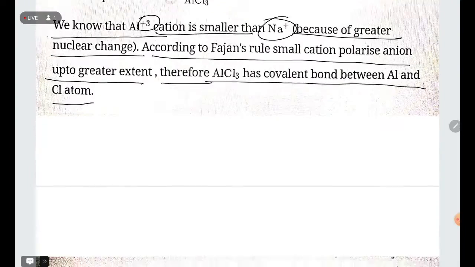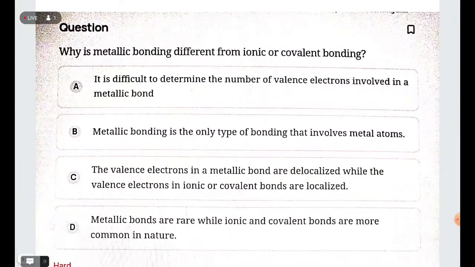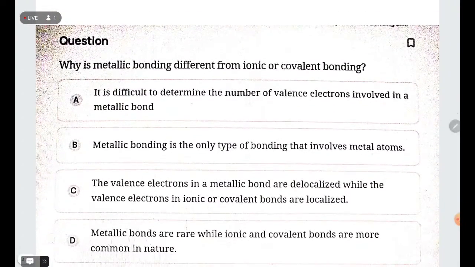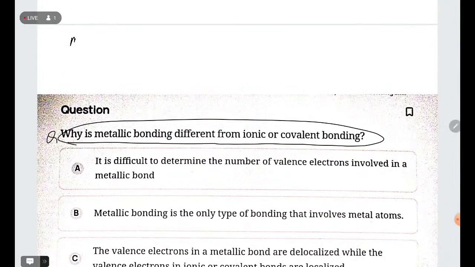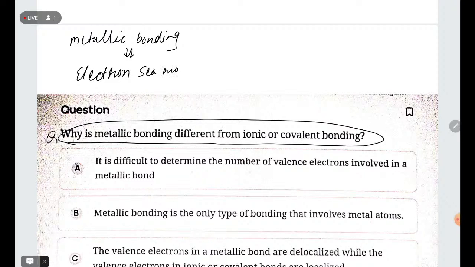Now let us move on to the next problem, student. The question is: why is metallic bonding different from ionic or covalent bonding? Let us see the concept of metallic bonding. For metallic bonding, the best explanation is the electron sea model.